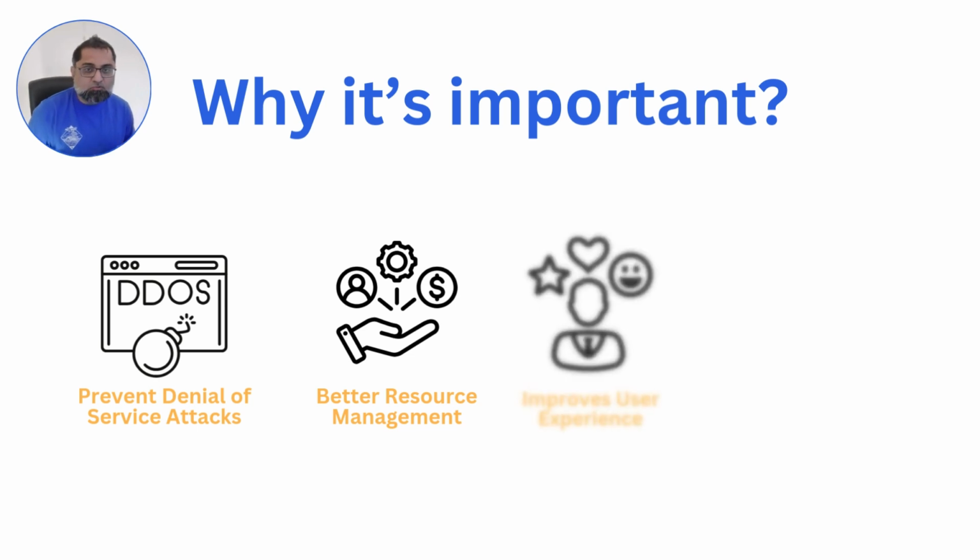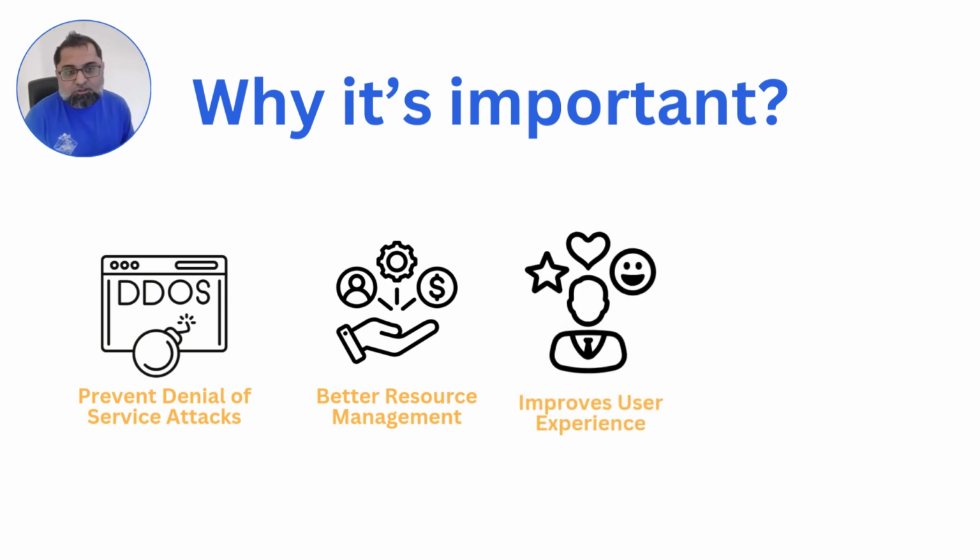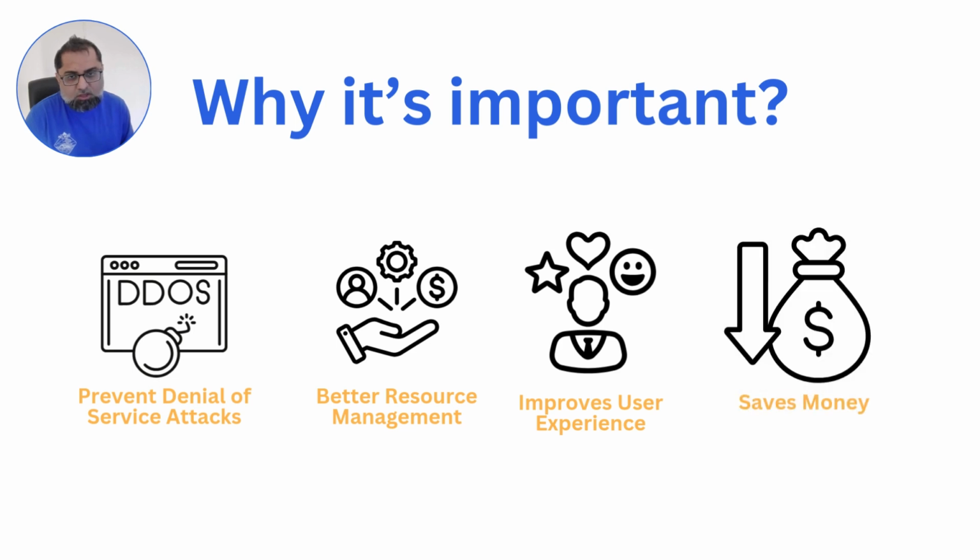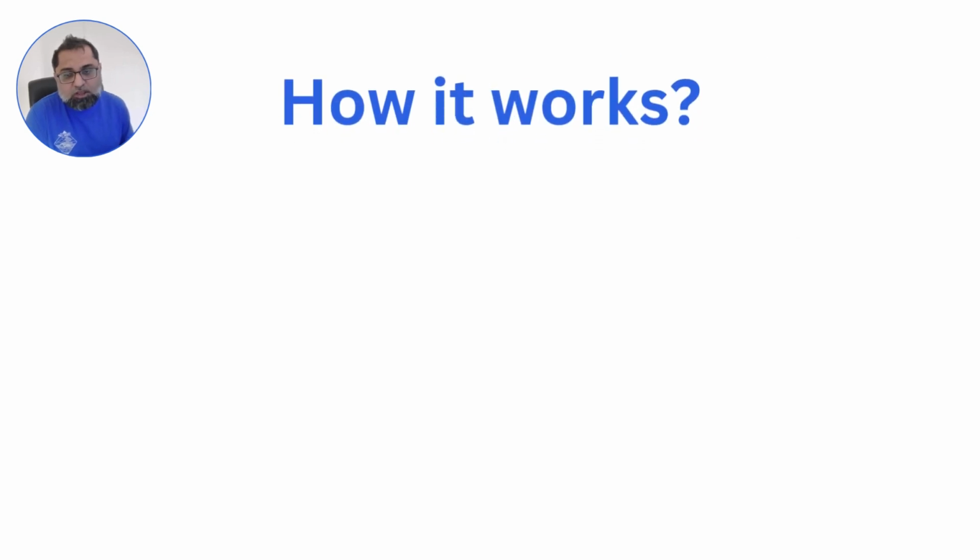Third, it improves user experience. A well implemented rate limit ensures that your app stays responsive and fast for all users rather than slowing down under excessive load. And fourth, it can save you money. If your system runs on cloud infrastructure where each request costs you money, stopping unnecessary requests early on can significantly reduce your bills. So, how does rate limiting actually work?